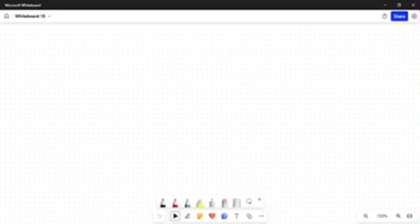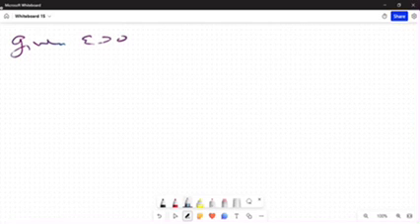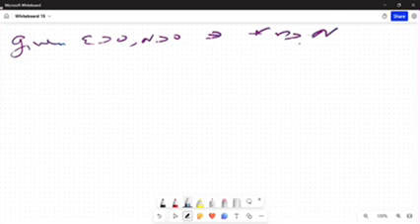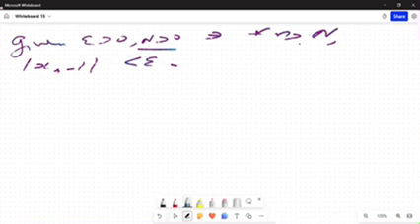Okay, so like we said, given epsilon greater than 0, you want to find N greater than 0 such that for all n greater than N, the modulus of the sequence xn minus the limit, which is 1, is less than epsilon. So my job is to find this N. There exists N. That's my job. If I'm able to do that, then my job is done.